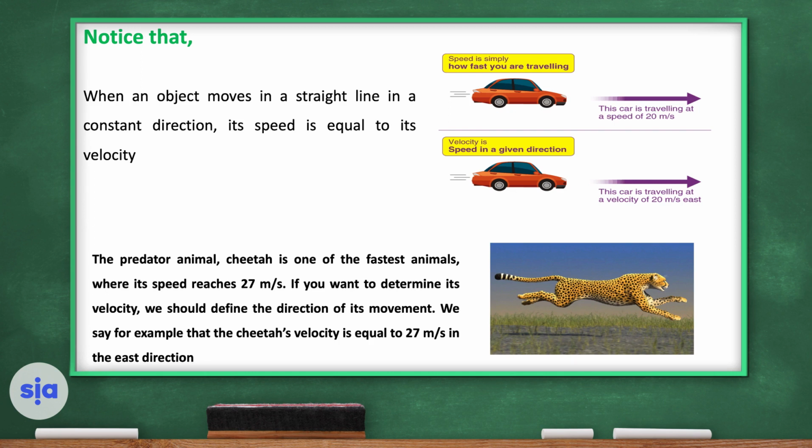If you want to determine its velocity, you should define the direction of the movement. So, does the cheetah move to the west, to the north, to the east? You have to define the direction of its movement. And we say, for example, that the cheetah's velocity is equal to 27 meters per second in the east direction.